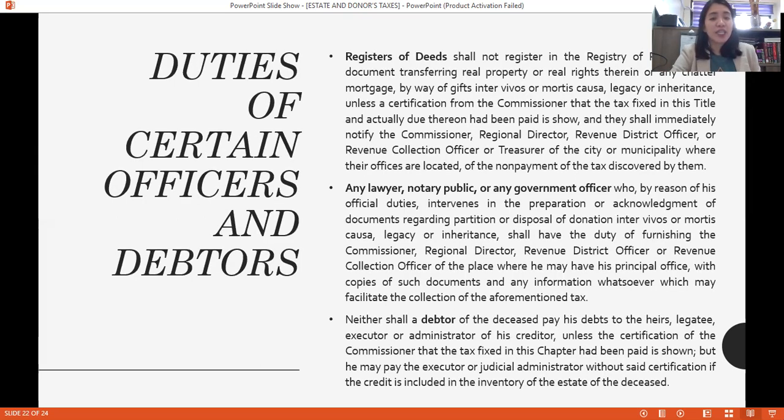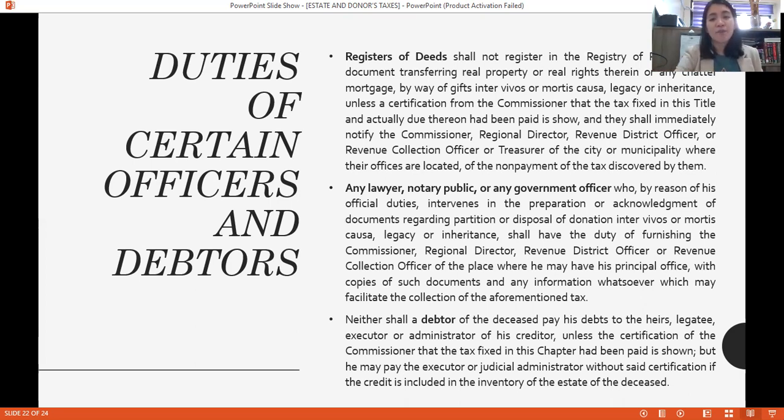So, ano yung mga duties ng certain officers and debtors? Yung registers of deeds, hindi sila pwede mag-register ng transfer ng name over a real property or real rights therein or any chattel mortgage kapag walang certification na bayad na yung estate tax. So, meaning to say, parang naniniguro yung state na dapat mabayaran muna yung estate tax bago matransfer yung pangalan sa property from the decedent to the heirs.